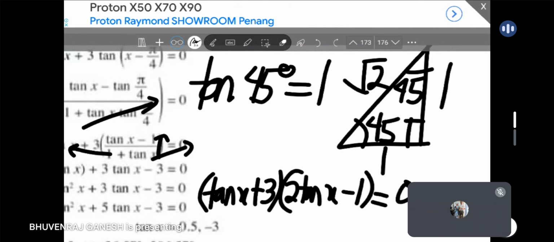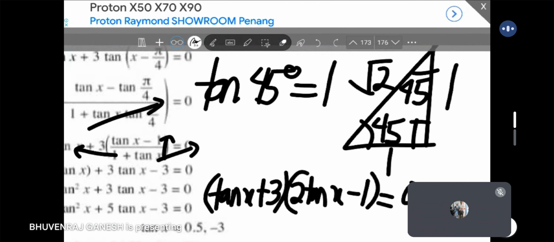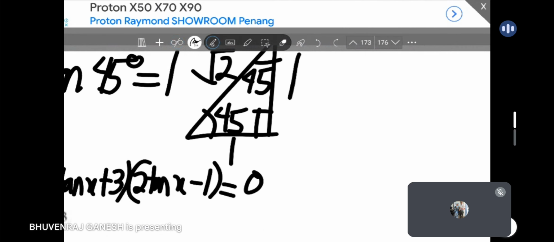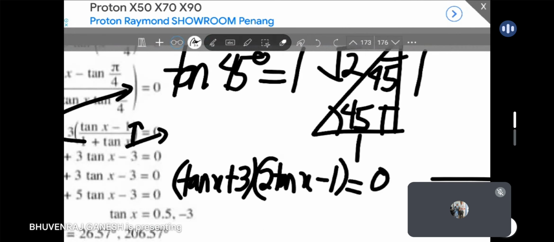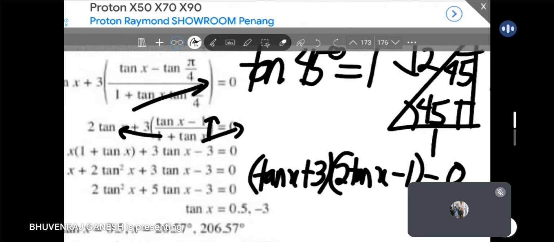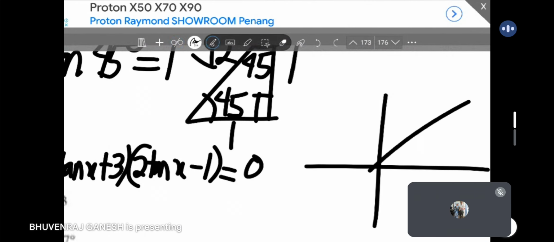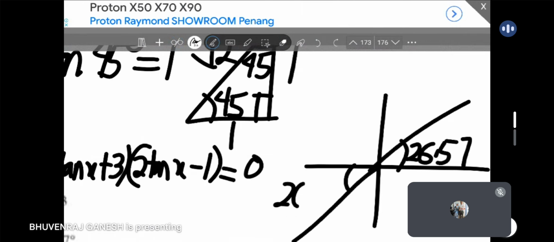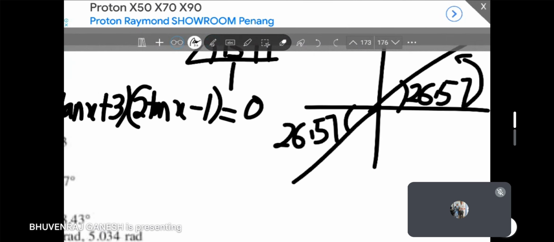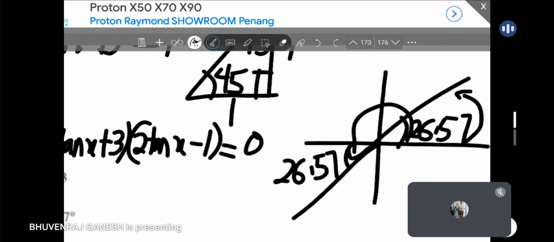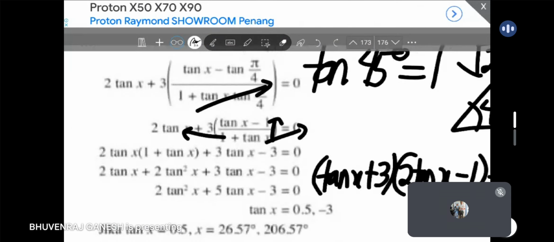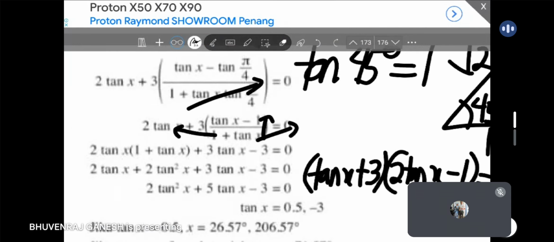So over here, you're going to have 4 answers lah, 4 jawapan, because you have positive and negative tangent. So you can first find the reference angle lah. So sudut rujukan for 0.5, reference angle is 26.57. Tangent positive, quadrant 1, quadrant 3, 26.57. So this is the first angle, this is the second angle. Sudut kedua. So you will have 26.57 and 180 tambah 26.57.